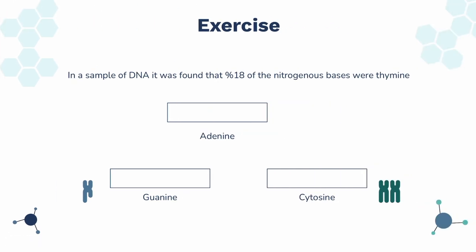Exercise. In a sample of DNA, it was found that 18% of the nitrogenous bases were thymine. According to Chargaff's rule, adenine and thymine numbers must be the same, which leaves 18% as well. We have a total of 64% left. And since guanine and cytosine numbers also should be the same, this leaves them 32% each.